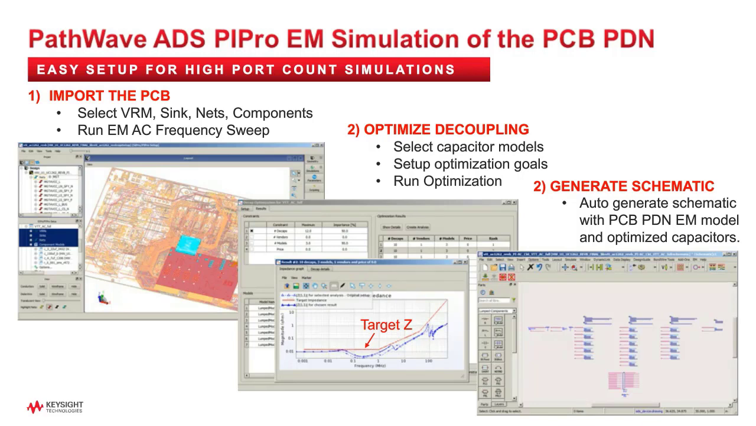This makes it easy for the decoupling capacitor optimization tool to analyze multiple capacitor values to meet a user-supplied target impedance with additional constraints for quantity, cost, and number of part values. The EM model with the optimized decoupling can then be exported back to the ADS in the form of a schematic with all of the capacitors and components connected. This EM model can then be connected to the VRM and sink models for an end-to-end PI ecosystem simulation.